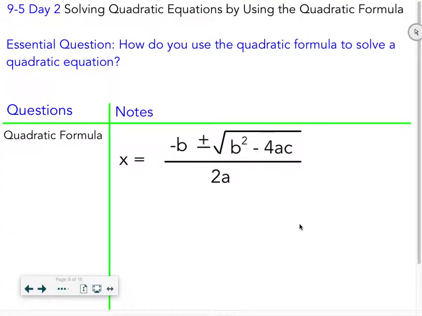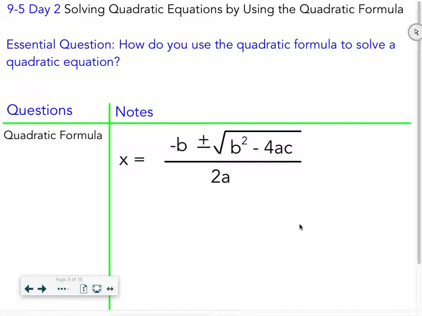Section 9.5, Day 2, Solving Quadratic Equations by Using the Quadratic Formula. Essential question: how do you use the quadratic formula to solve a quadratic equation? So we are going to use, again, the quadratic formula to determine where our parabola would intersect the x-axis.